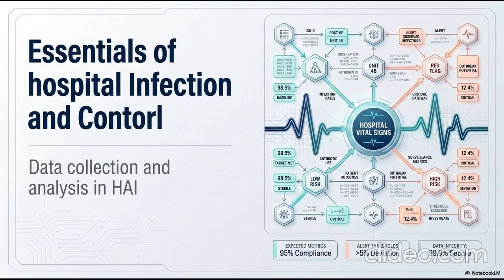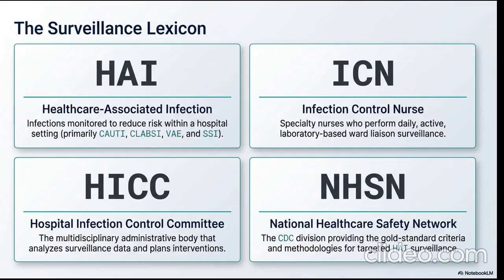Slide 2, the Surveillance Lexicon. Before we dive in, we must align on our terminology. HAI refers to infections monitored to reduce hospital risk, primarily CAUTI, CLABSI, VAE, and SSI. The infection control nurse, ICN, is the backbone of this process, performing active, laboratory-based ward liaison surveillance. The HICC is the multidisciplinary body that analyzes this data, while the NHSN, National Healthcare Safety Network, provides the gold standard criteria we follow.